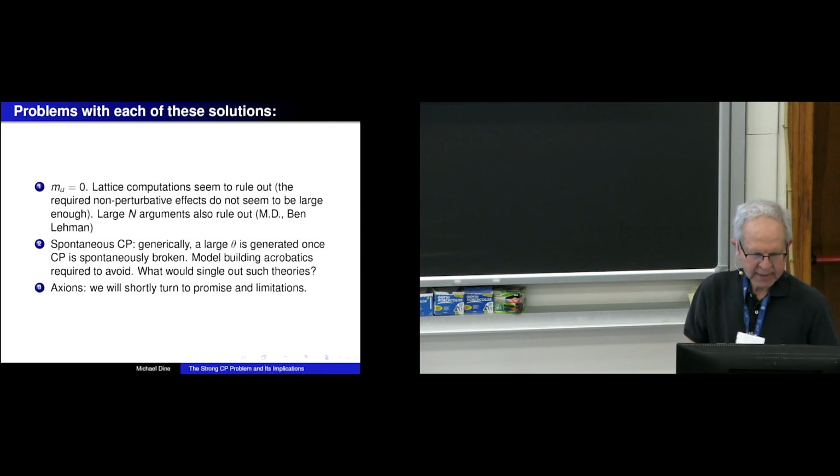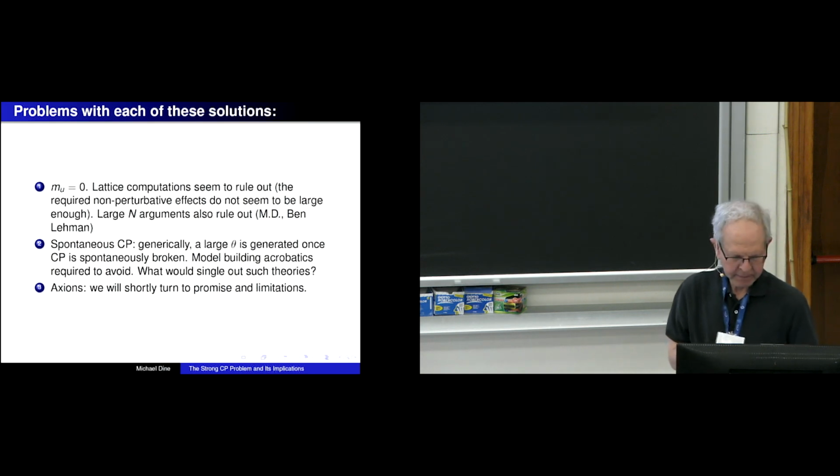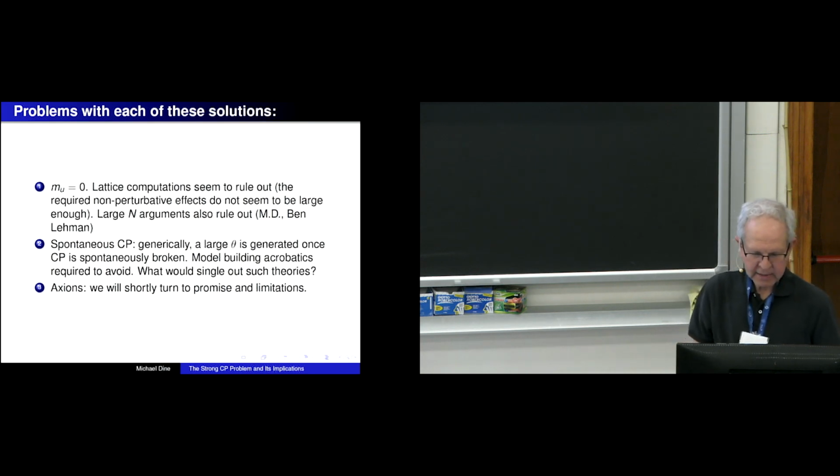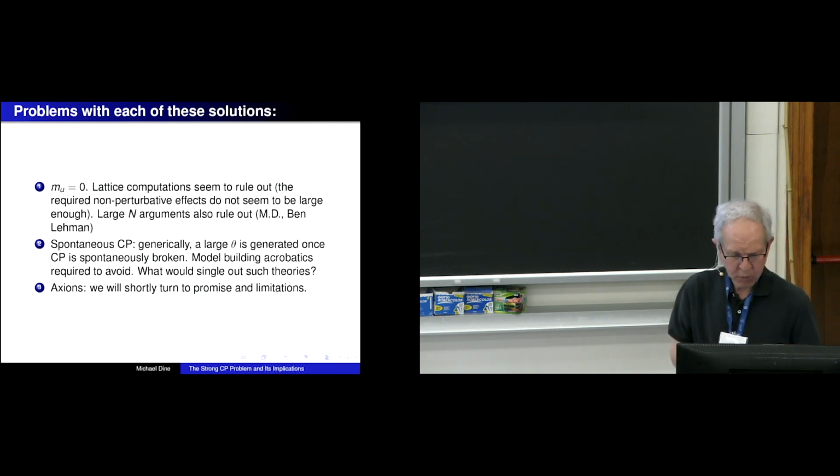A second is this spontaneous CP violation. Generically, when you break CP spontaneously, you generate a large theta. So to avoid that, you need to go through some model building acrobatics. I'll illustrate that very briefly in a few minutes. And then the question: these theories don't look particularly generic. So why would nature go to so much trouble to hide theta? And then axions, and I'll spend more time on the promise and limitations of axions.